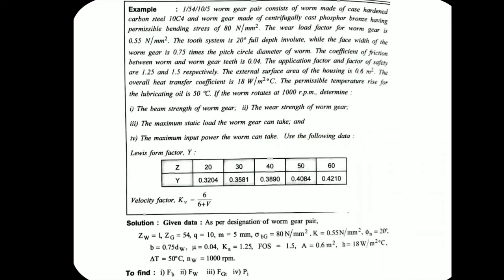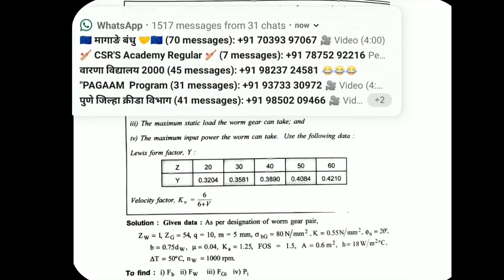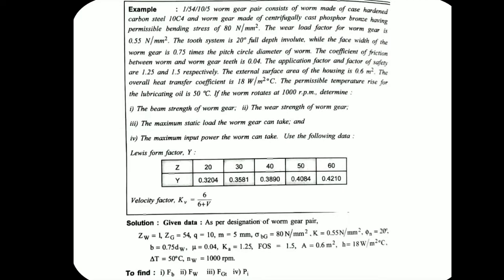Now they have given a 1/54/10/5 worm gear pair. The first digit indicates ZW, the second is the number of teeth on gear ZG, Q is the diametral quotient, third one, and the fourth one is the module. Then they have mentioned the worm is made up of case hardening carbon steel, and the worm gear is made up of centrifugally cast phosphor bronze material. The gear is phosphor bronze material having bending stress 80. So directly sigma Bg they have given. So I'll write sigma Bg is equal to 80 Newton per mm square.